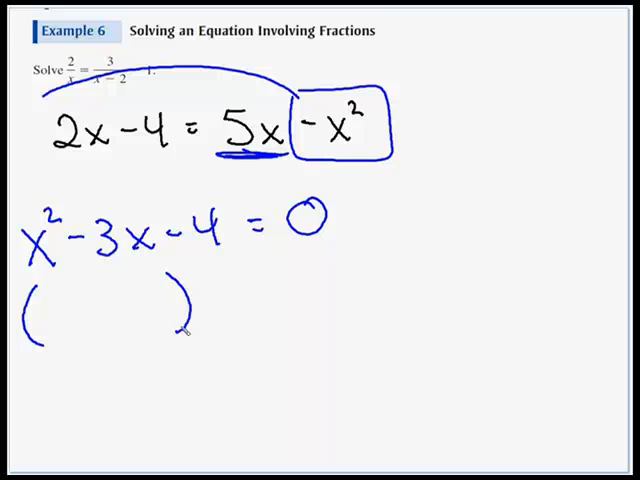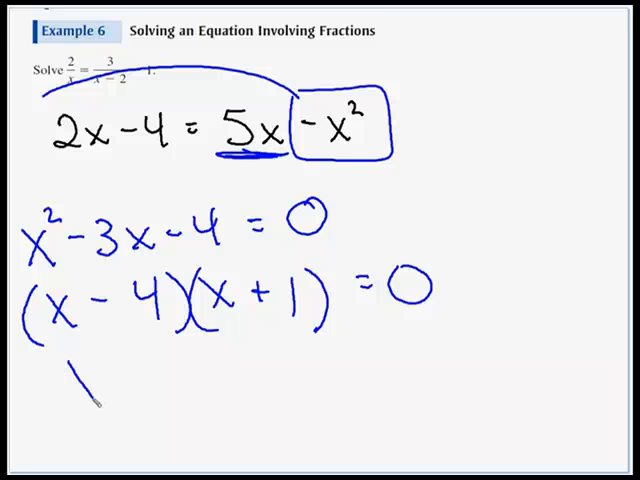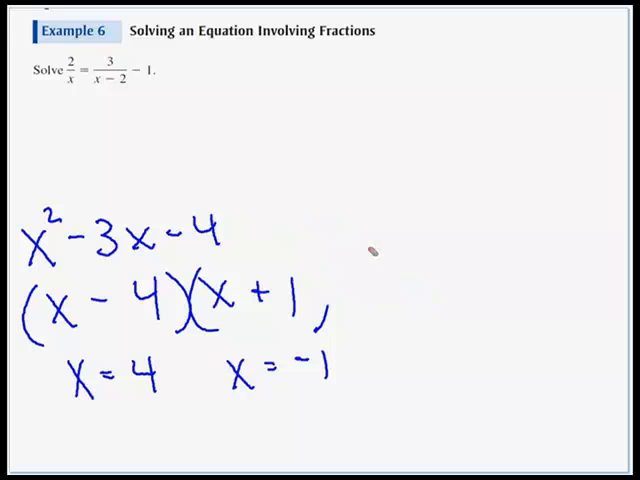And we can factor. What are the factors of negative 4 that add up to negative 3? Well, that's going to be a minus 4 and a plus 1. And then we set each factor to 0. Our first factor tells us x will equal 4. Our second factor says it will equal negative 1. And we do have to check those solutions out.